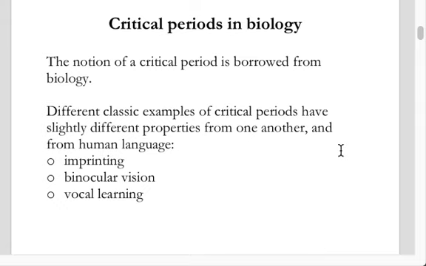So one classic example of critical periods in biology is imprinting. And I'll show you a quick slide on that later. This was discovered by the biologist Konrad Lorenz in the early 20th century, or the 1930s or so. And it is particularly well known in birds and especially ducks, because that was what Lorenz used.